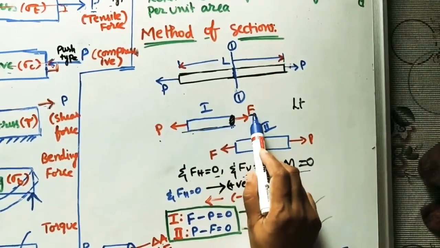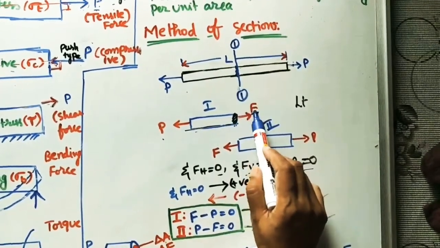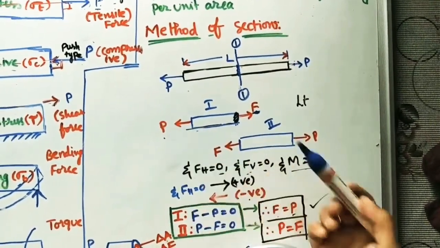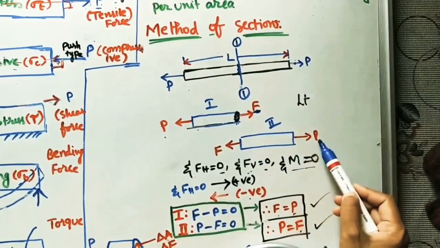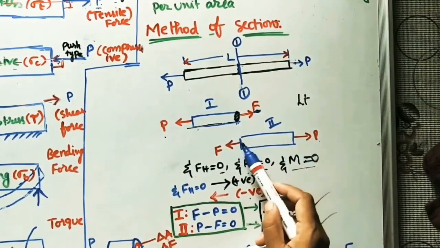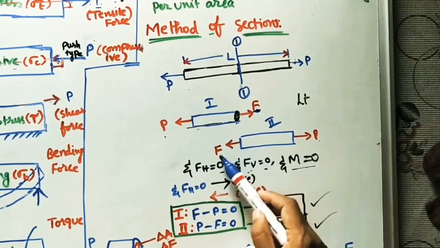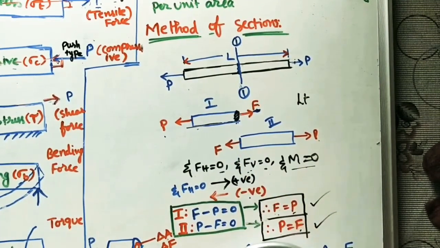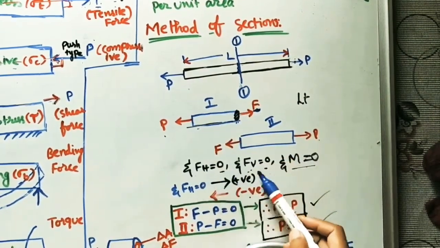I am taking the intermolecular force, that is the resistance force because of these molecules, as F. It is acting in the opposite direction to P. Similarly in section 2 also the applied force is P here. The same amount of intermolecular or resistance force is acting in the opposite direction. In engineering mechanics, for equilibrium of any section, we apply 3 conditions.